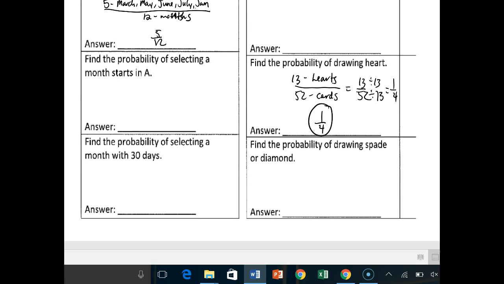And then this last one, find the probability of selecting a month with 30 days. This is a little bit tricky. You could look at a calendar and ask yourself, all right, what are the months and days? The months that have 30 days are April, June, September, and November. So only 4 months. So 4 out of 12 possible months. So again, that gives you a fraction of 4/12, which you can obviously simplify down to 1/3.